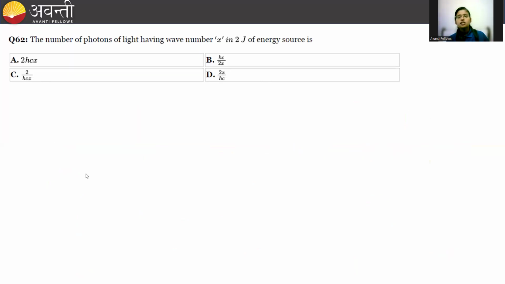Moving on to the next question. It is question number 62. The number of photons of light having wave number x in 2 joule of energy sources. So we know that E is equal to N into h nu, where N is the number of photons. And we know that nu is equal to c by lambda. So in place of nu, I can substitute c by lambda, so I will have N h c by lambda.